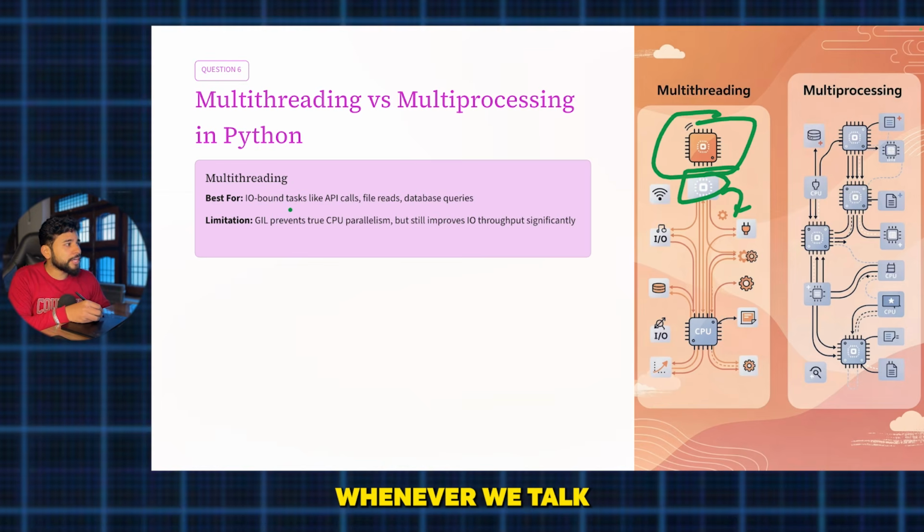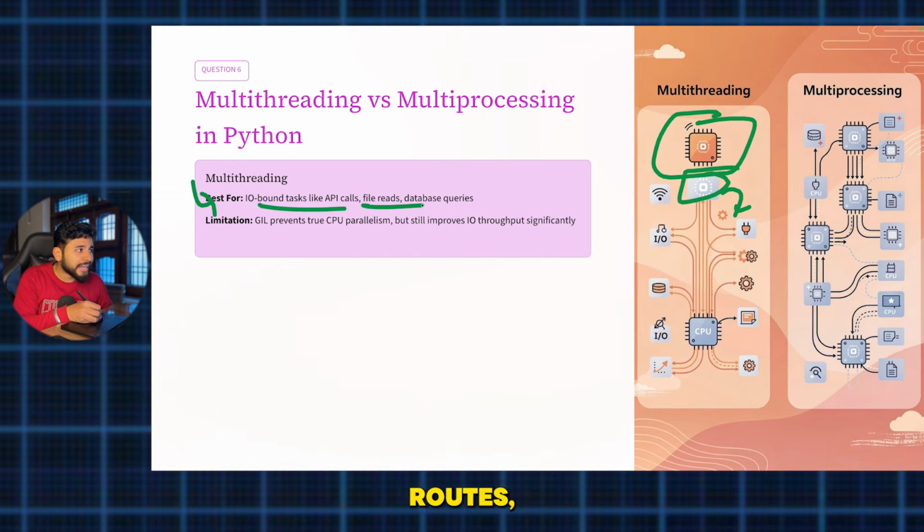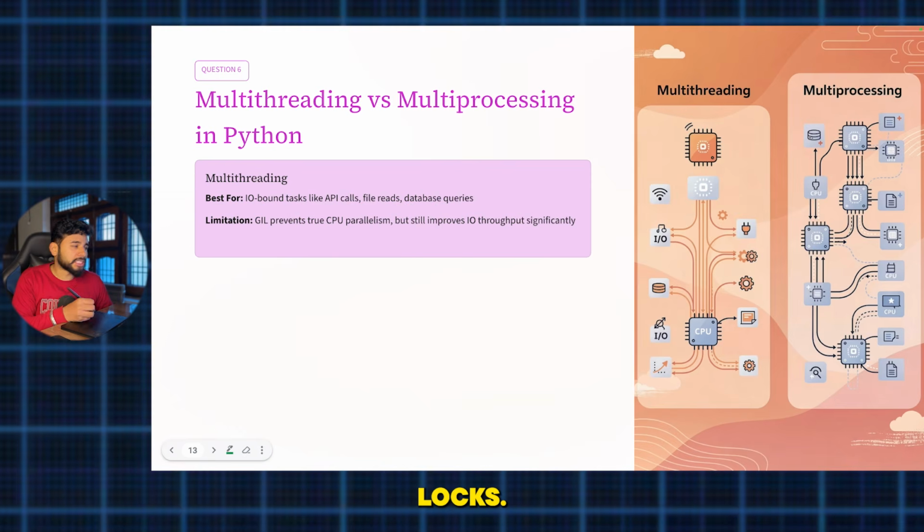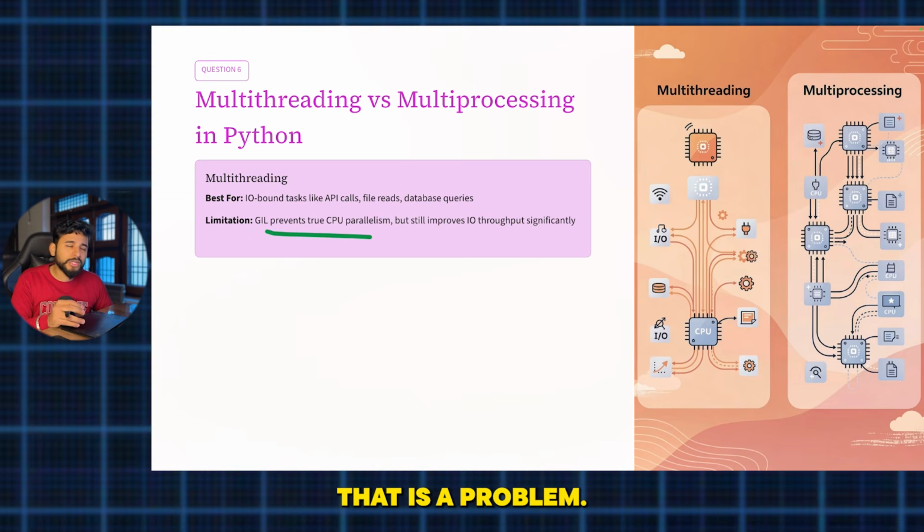In Python, multi-threading is best for input-output bound operations, like API calls, file reads, and database queries. The limitation is locks, which are a very, very big limitation. Whenever you do multi-threading and want to write or read something at the same time from a database or query, there are locks. So true parallelism cannot happen. That is a problem.